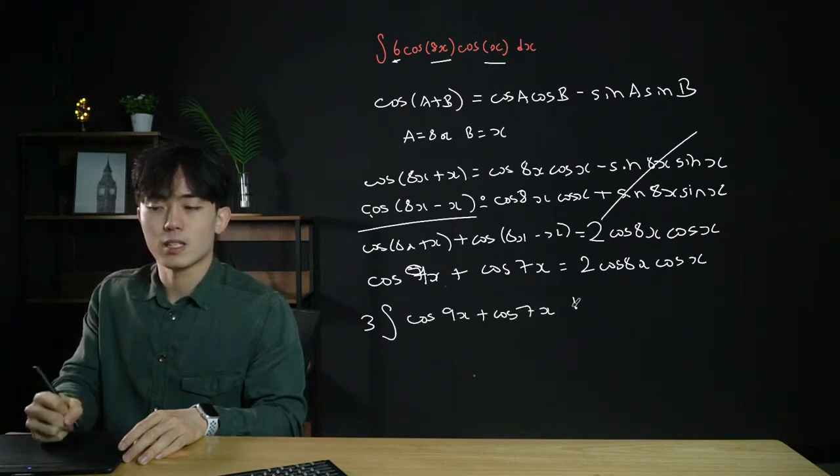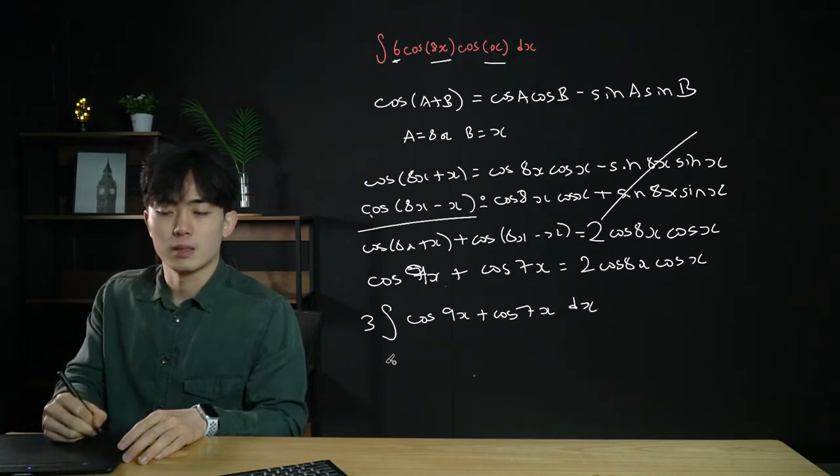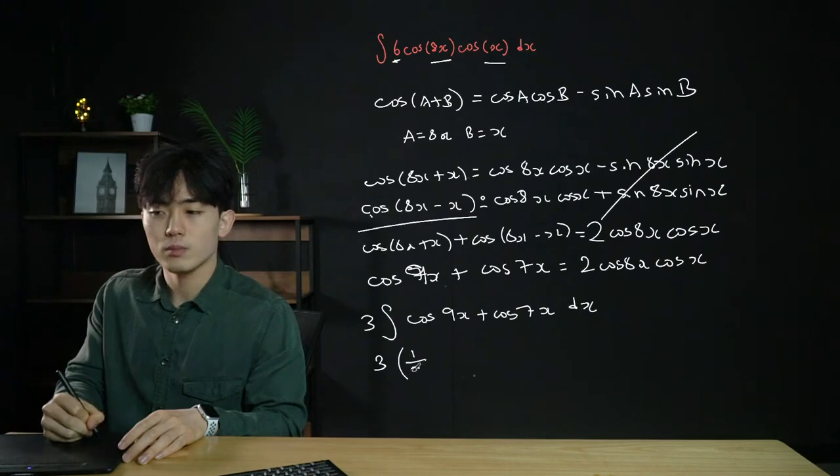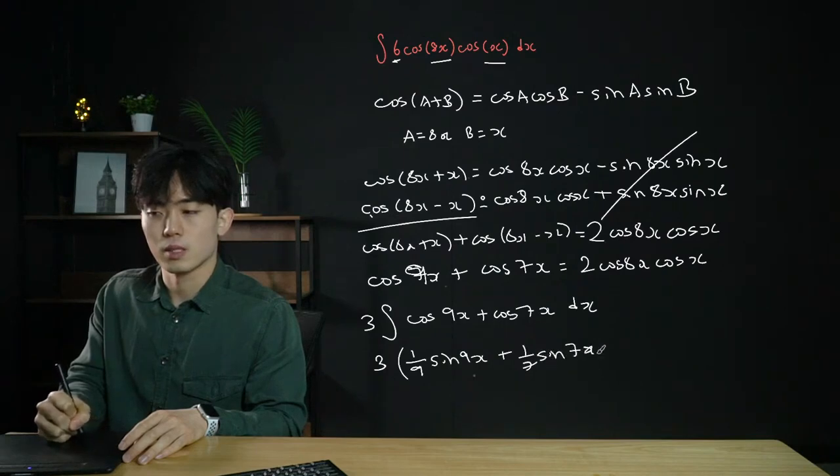This is a much easier term to integrate, and that's just going to be 3, and then in brackets we're going to have 1 over 9 sin 9x plus 1 over 7 sin 7x, plus c.